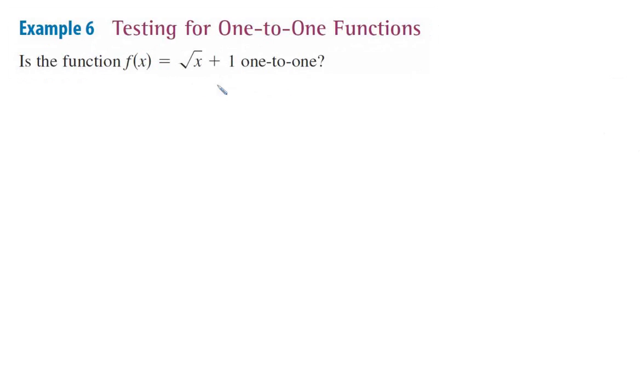This is what you need to do in order to show algebraically if this function is one-to-one or not. You have to set f of a equal to f of b, and at the end you need to see if you get a equals b. So let's do f of a here. That means in the f function, wherever there's an x, we replace it with a. So we get the square root of a plus 1.